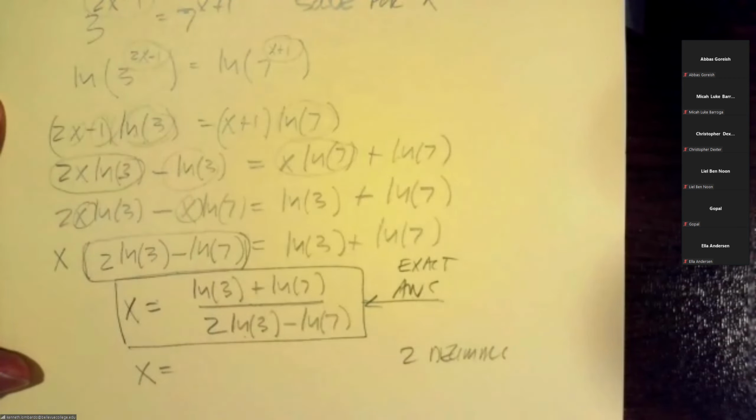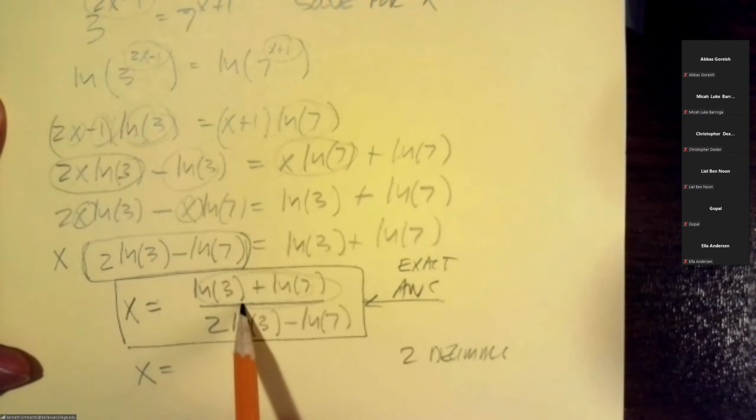Do I have a new volunteer that can tell me what that looks like to two decimals? And then we could also consider using the property of logs to combine the sum of logs into the log of a product. I guess we could do that too, couldn't we? Maybe just do that first while you're working on the decimal equivalent. The sum of the logs is the log of a product.